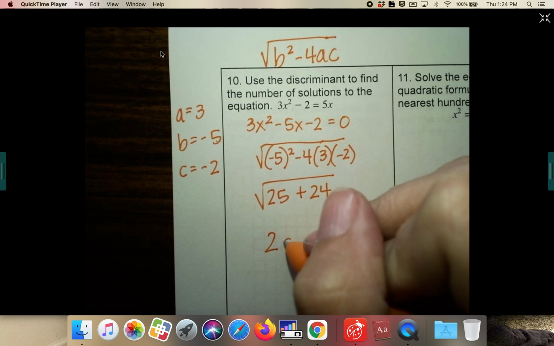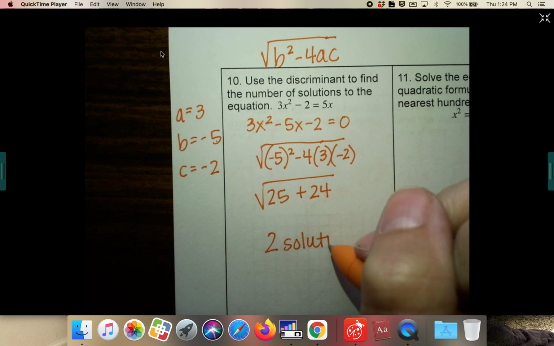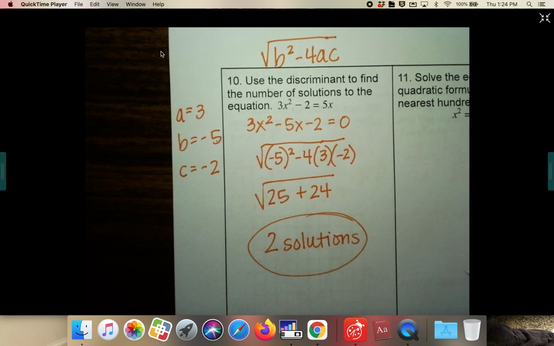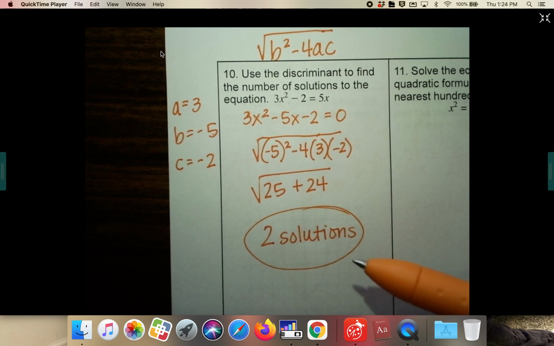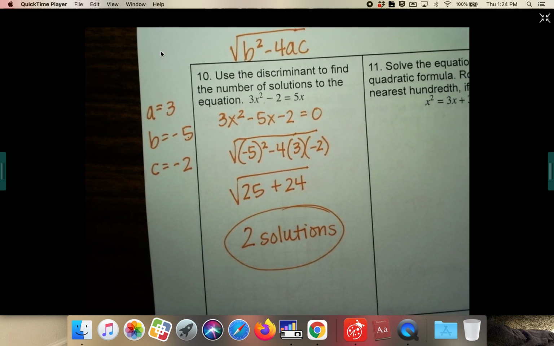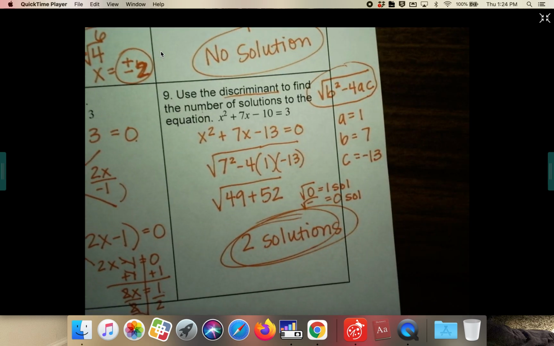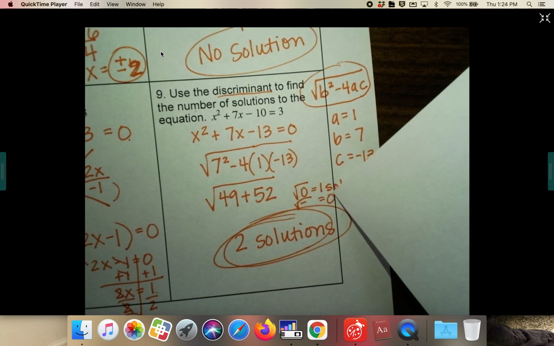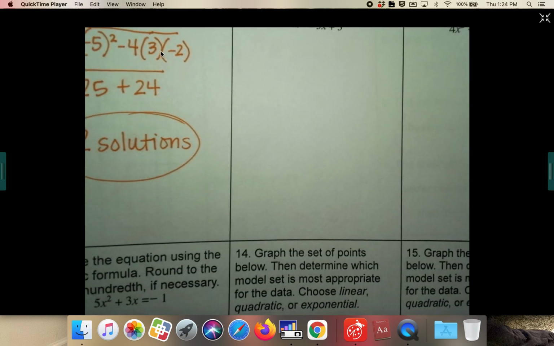So once again, this is an example of two solutions. I really wish there was one on here to practice that was either one solution or no solutions. Just be sure you know how to do that. And again, I kind of told you on number 9 what those look like. So hopefully you have practiced that.